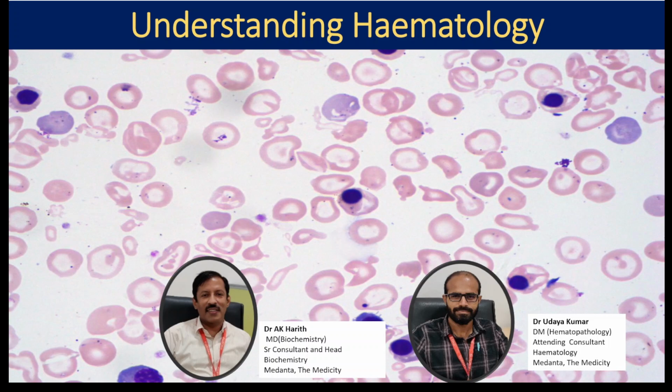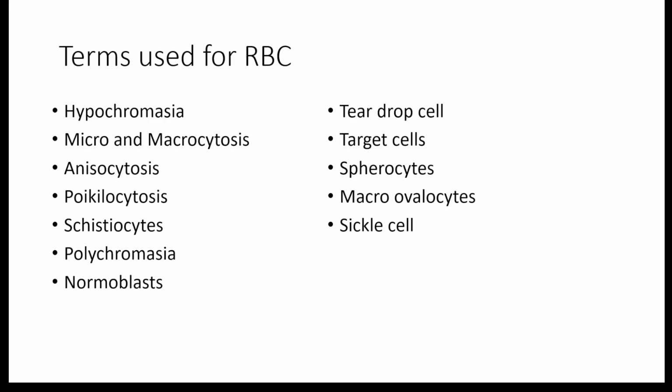In this series of lectures, I'll be talking about the terms which are normally used for describing the RBCs. The terms that we use commonly are hypochromatic RBCs, macrocytic RBCs, anisocytosis, poikilocytosis, schistocytes, polychromasia, normoblast. There are other terms that we also use for the RBCs, that is teardrop RBCs, target cells, spherocytes, macroovalocytes, and sickle cells. So in this video, I'll be talking about what are these cells, how do you identify them, and when is it likely that you would be finding these cells.